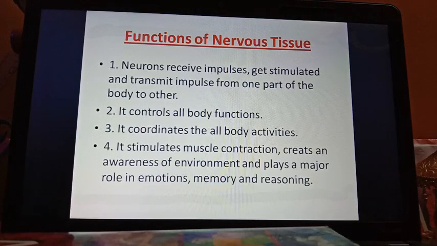So by that, we are ending the chapter on tissue.